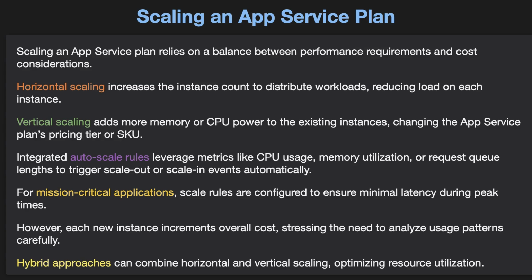For mission-critical applications, scale rules are configured to ensure minimal latency during peak times. However, each new instance increments overall cost, stressing the need to analyze usage patterns carefully. Hybrid approaches can combine horizontal and vertical scaling, optimizing resource utilization. This agility aligns well with cloud-native design principles that emphasize elasticity in meeting fluctuating demand. Properly configured app service plans can dynamically allocate resources, sustaining performance under unpredictable workloads while preventing unnecessary infrastructure expenses.